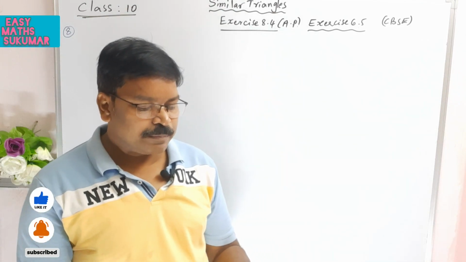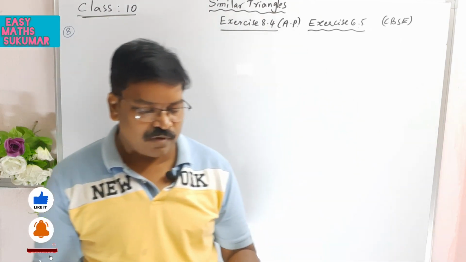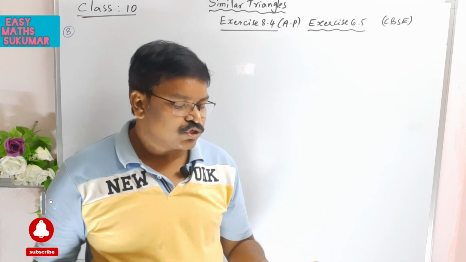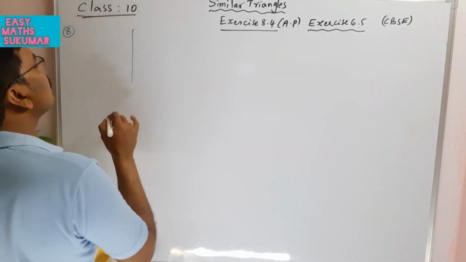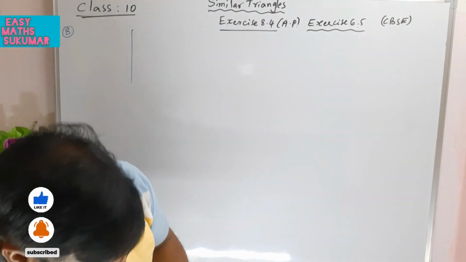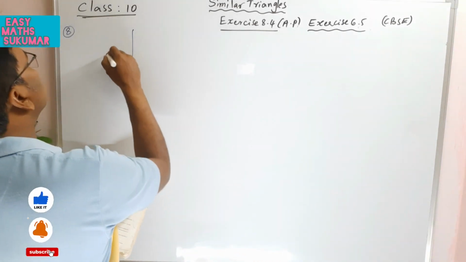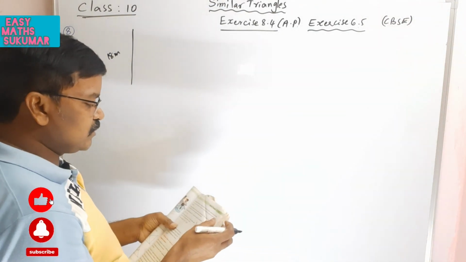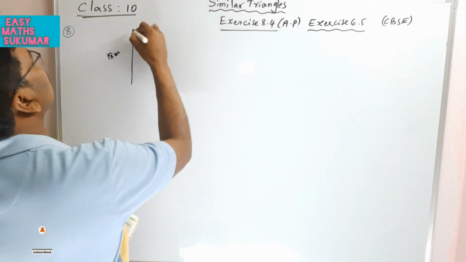How far from the base of the pole should the stack be driven so that the wire will be taut? Here a wire is attached to a vertical pole of height 18 meters. Here this is a vertical pole. The height of the vertical pole is 18 meters. The wire is 24 meters long and has a stack attached to the other end.